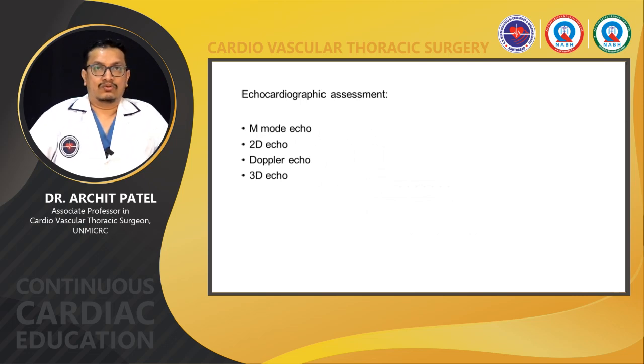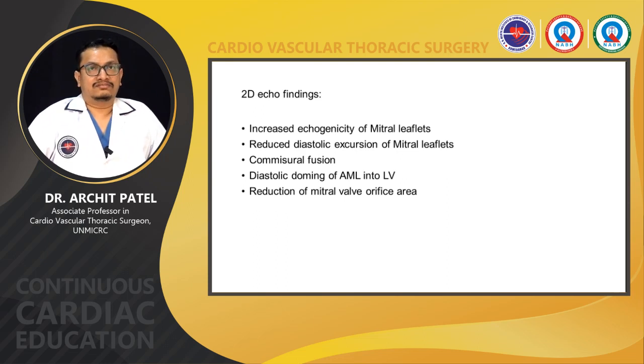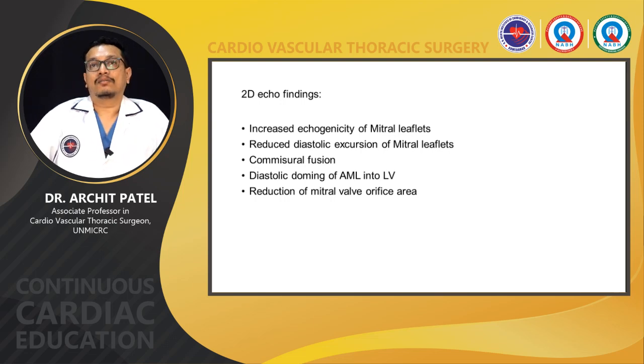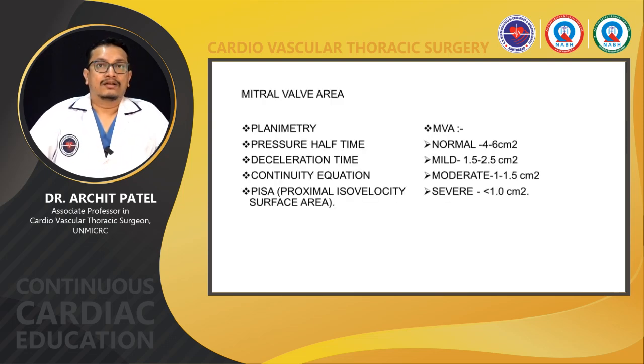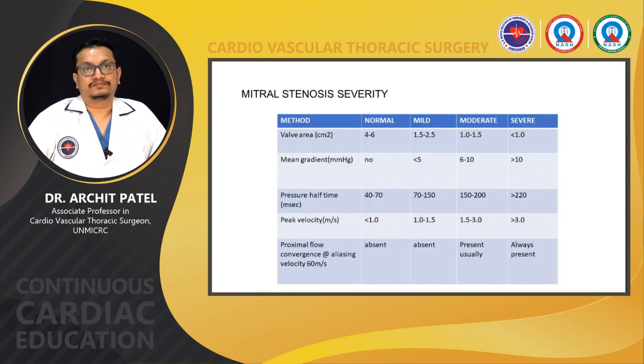Various echographic assessment modes: M mode, 2D echo, Doppler and 3D echo. 2D echo findings roughly include increased echogenicity of mitral valve, reduced diastolic excursion of mitral leaflets, commissural fusion, diastolic doming of the anterior mitral leaflet into the LV, and reduction of mitral valve orifice. The various modes by which mitral stenosis is assessed are planimetry, pressure half time, deceleration time, continuity equation and PISA, with mitral valve area classified as mild, moderate, severe. This is a chart showing severity according to the 2D echo findings.